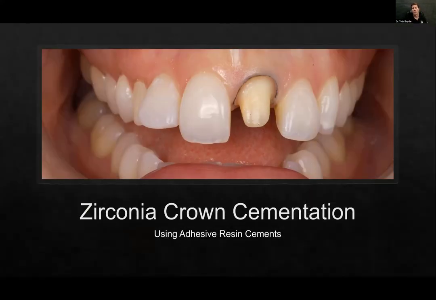All right, so here's a crown doing zirconia. We've got that Duo-Link, dual cure, cures in the dark, but this time we're doing a zirconia crown. So we've got dentin. Well, a lot of the same steps are going to apply with a slight twist.